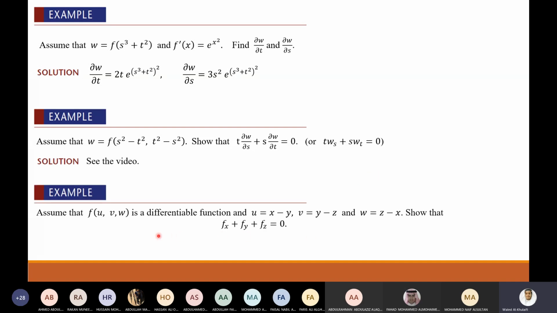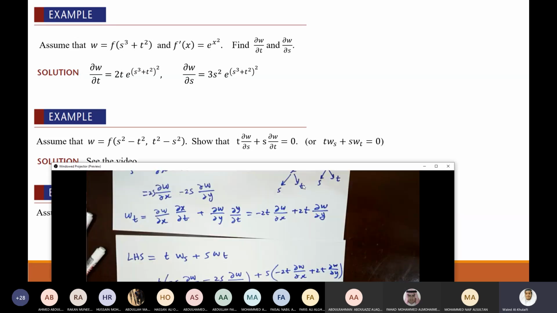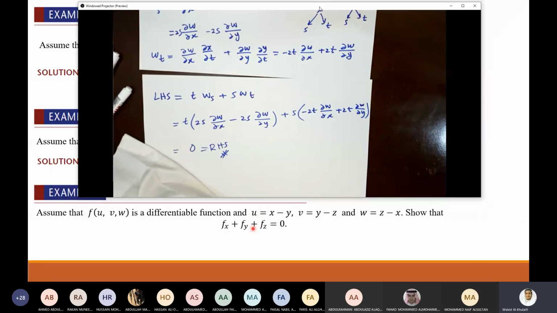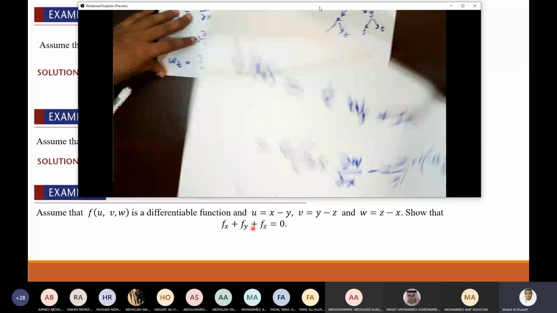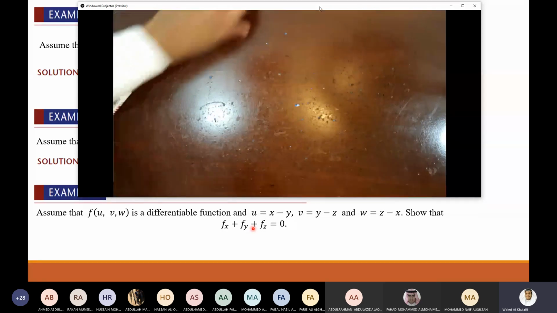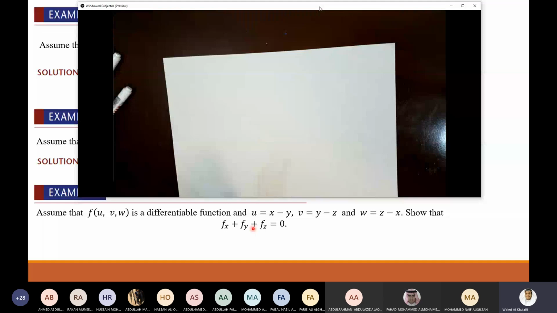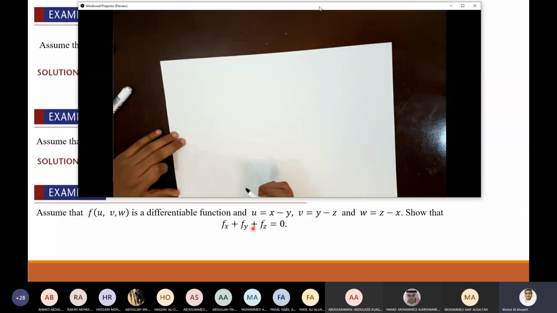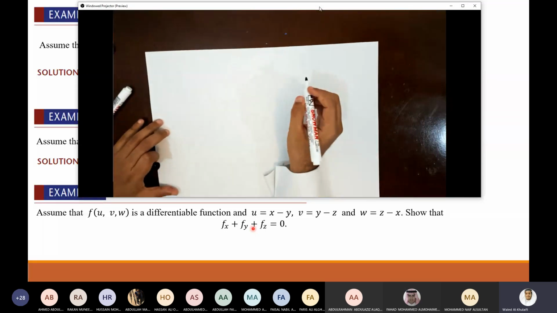The third example, you do in a similar way. This is a function f of u v w, a differentiable function. u is this, v is this, w is this. Show that you have this equation here. Well, at least let us draw the tree diagram for this question. Let us draw the tree diagram and then you continue. What will we say in the tree diagram here?